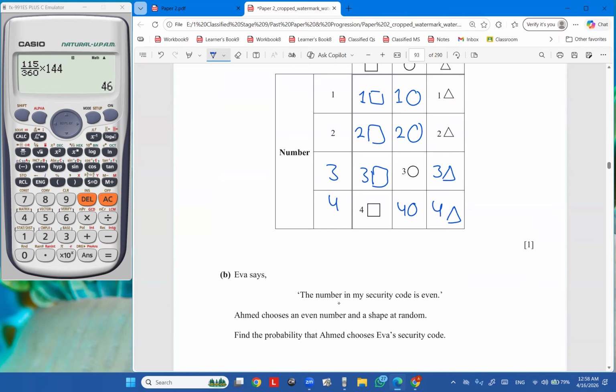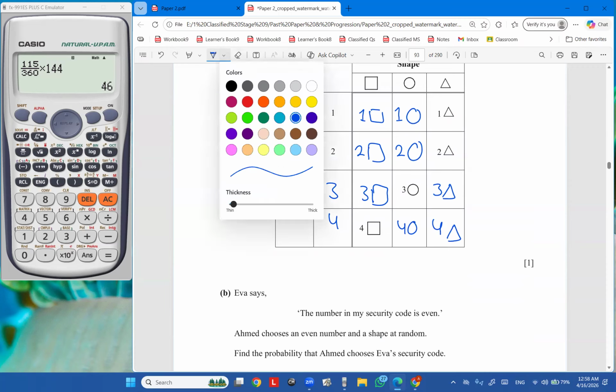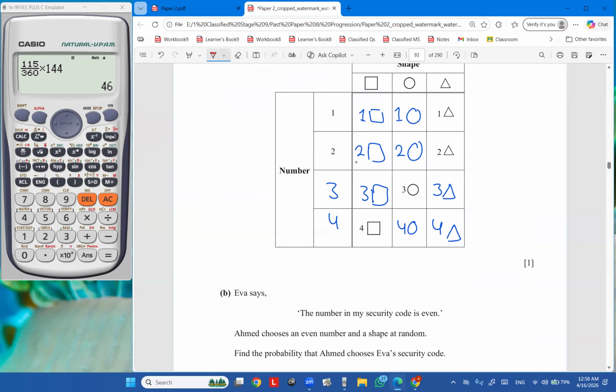Eva says, the number in my security code is even. So the number of her security code is even. Let me just underline them. So this one could be this or could be that, right? Which is how many? We've got 3 here and 3 here. So it could be any of the 6 because she said the number in my security code is even.